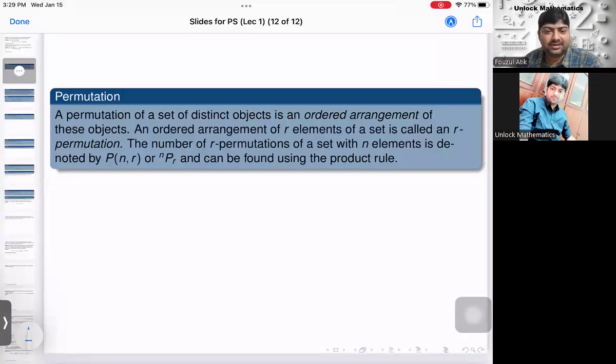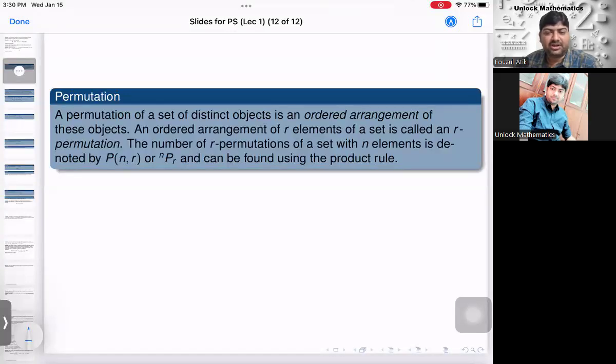Hello everyone. In the previous lecture, lecture 1 first part, we discussed the basic principle of counting. Now we'll discuss permutation. Maybe we all know that a permutation of a set of distinct objects is an ordered arrangement of these objects. So basically you arrange some objects where the order matters. We'll have a lot of examples anyway.